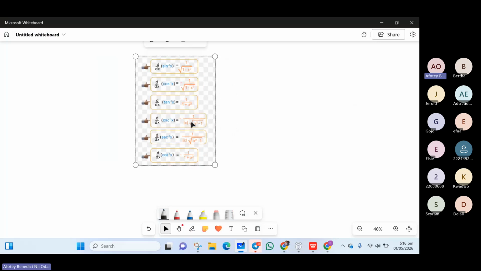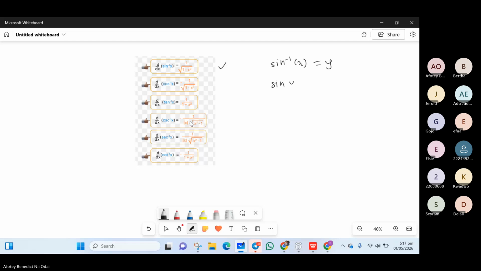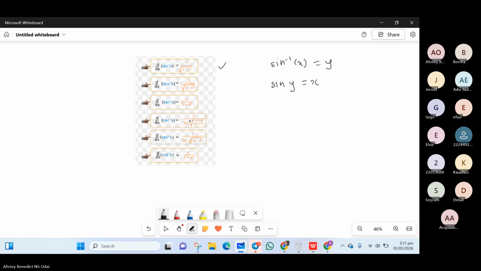Okay, so let's try and prove the first one. It's a question I've seen before. So let's prove the first one. Sine inverse of x. Let sine inverse of x be equal to y. So we have sine of y is equal to x. All right, that's how inverse works. You just swap the two and throw your inverse away.